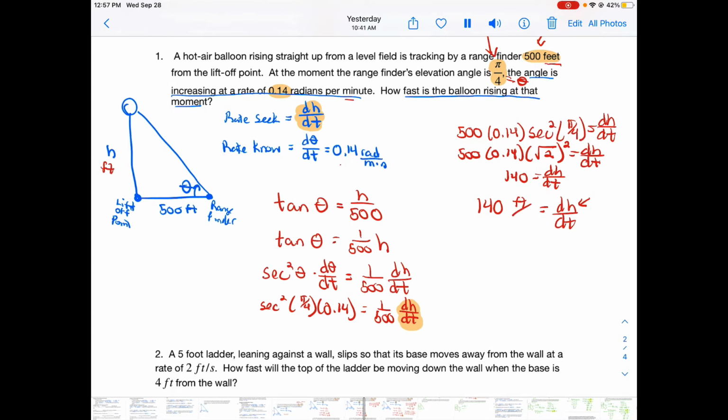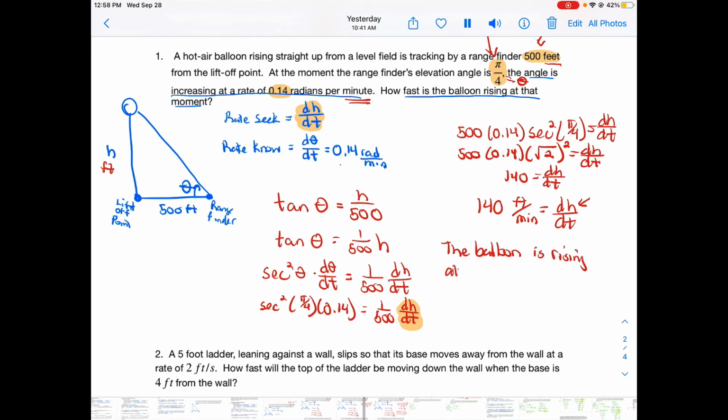And then dt is our time. Well, what's our measurement of time for our rates of change here? It was in minutes. So the balloon is rising at a rate of 140 feet per minute. And that would be your answer.